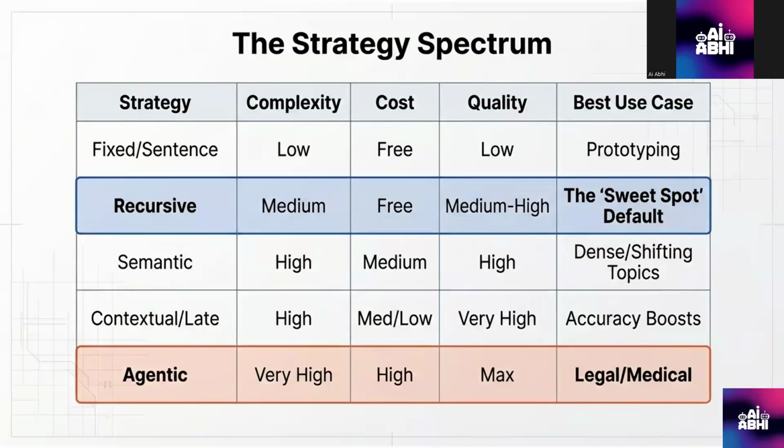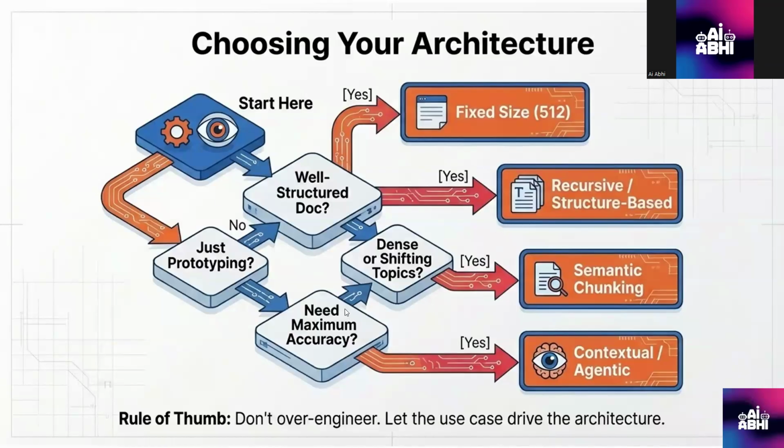The next question you need to ask is: are you dealing with legal, medical, or compliance documents where accuracy is everything? Then consider agentic chunking. The cost is worth it when mistakes are expensive. And here's the most important advice. Always measure. Use metrics like recall, precision, and faithfulness. The Ragas framework I mentioned in my RAG video is perfect for this. Don't guess which strategy is best. Test it. Start simple, measure, then upgrade.